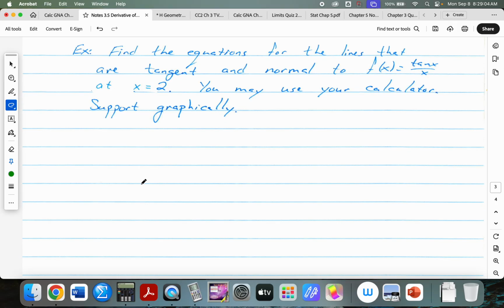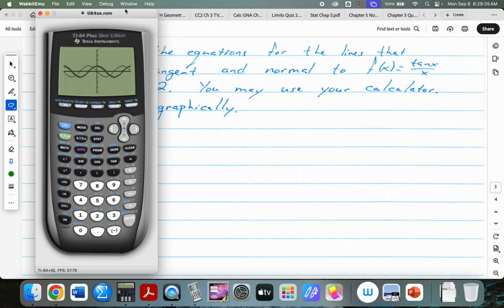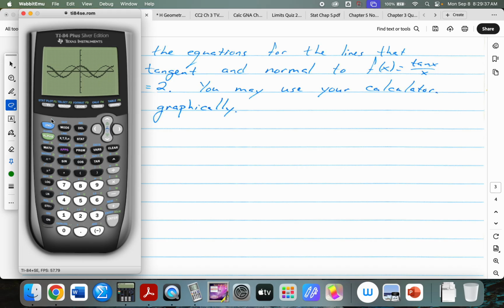All right, so let's find the equations for the lines that are tangent and normal to the graph of f of x equals tangent of x over x at x equals 2. You can use your calculator, support graphically. Okay, well, since it says you can use your calculator, I could use the quotient rule to find this derivative and then substitute in 2. But remember that your calculator will estimate the derivative at any point you like pretty quickly.